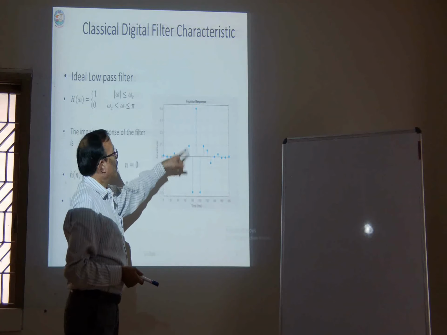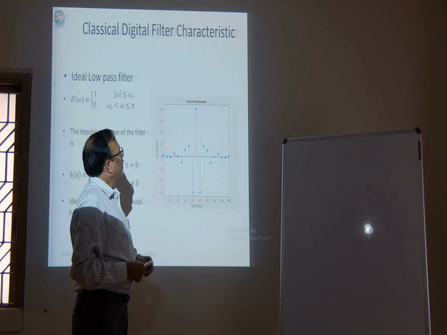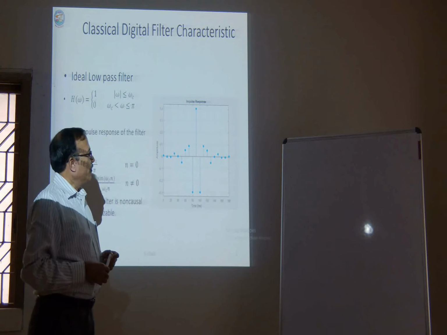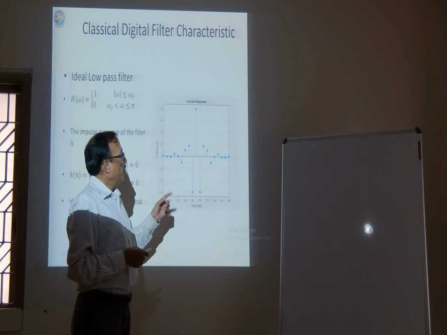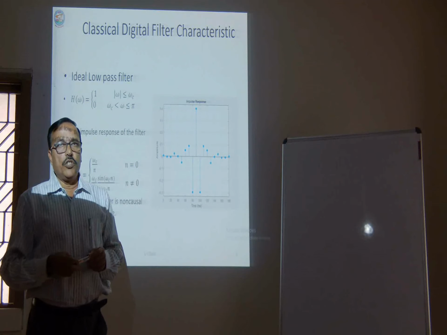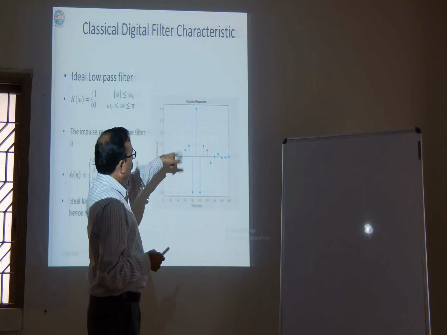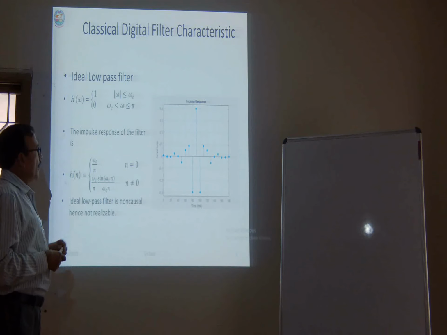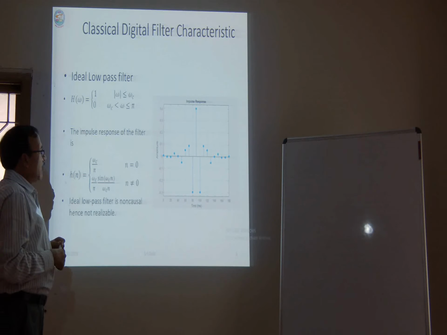This is the plot of the impulse response of the ideal filter. Here we see that the impulse response exists for n positive and n negative. But we know that in an LTI system, if causal, then h[n] is equal to 0 for n negative. But here we are getting non-zero values for n negative. Hence, this cannot be realizable. This is a non-causal system, and this cannot be realizable practically.